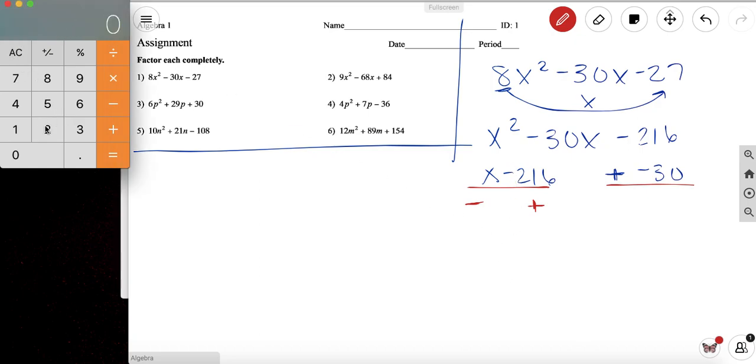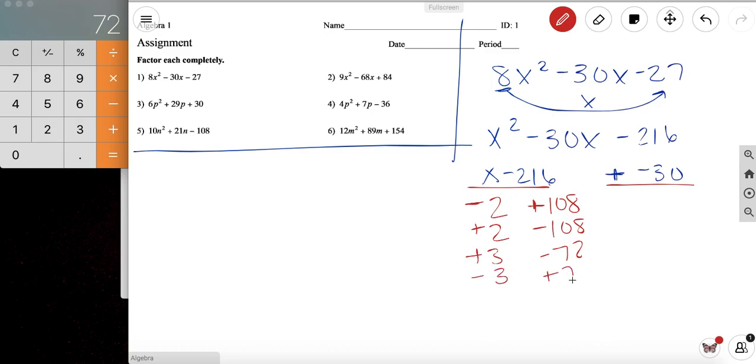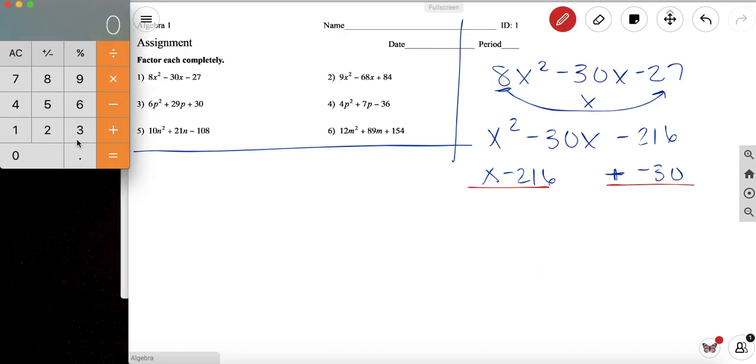So for this problem, yes, obviously you can list everything out. You can start with 216, then 2 and 108, and keep going with the opposite version of it. 216 divided by 3: positive 3, negative 72, or negative 3, positive 72, and you're just going to keep listing these out. Yes, I want you to keep listing them out, but for time purposes, I would like to jump ahead and start guessing.